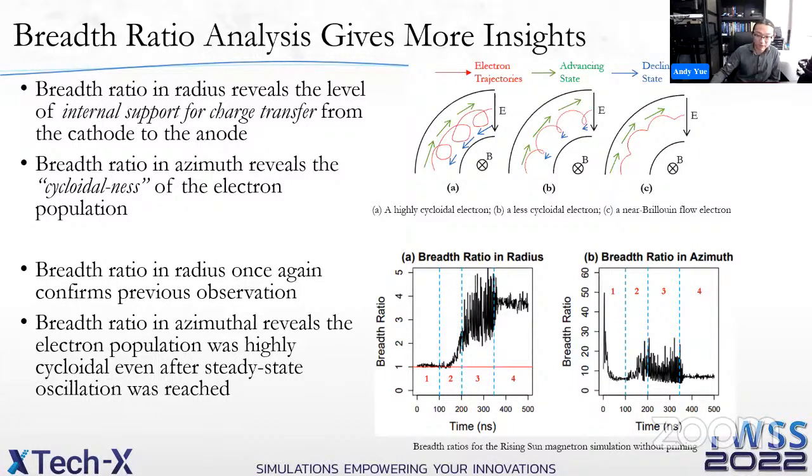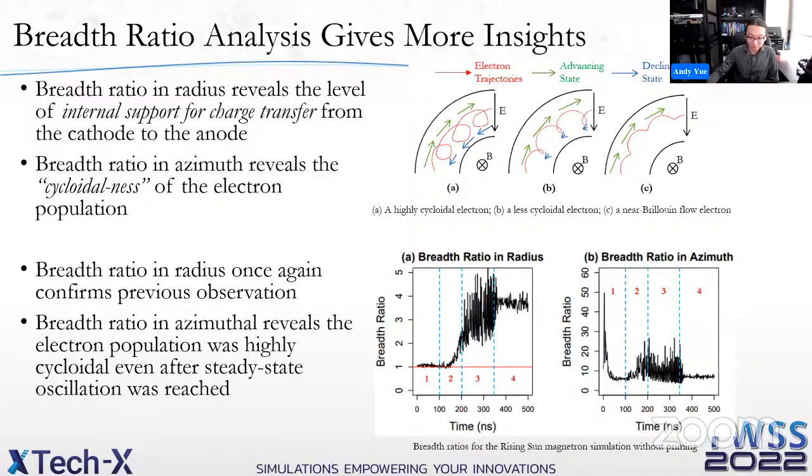The ratio begins to take off in region 2 and wildly oscillates in region 3, again indicating instability in region 3. And then in region 4, the ratio holds at about 3.8 to 1, which means for every 3.8 electrons moving towards the anode, there's only 1 electron moving away from the anode, indicating a net movement towards the anode. With the radial breadth ratio holding at 3.8 to 1, the electron population offers continuous support for charge transfer from the cathode to the anode.